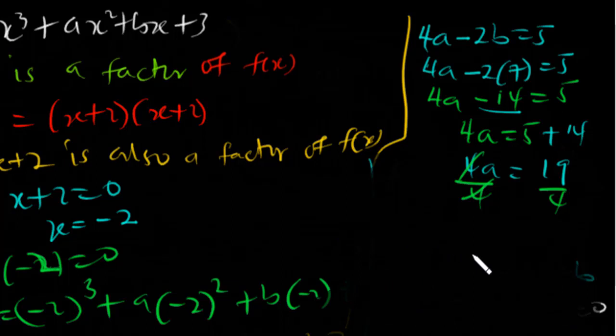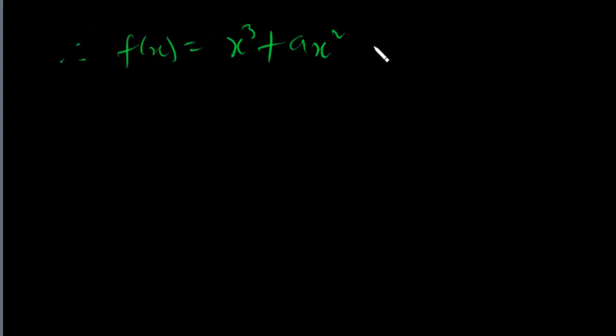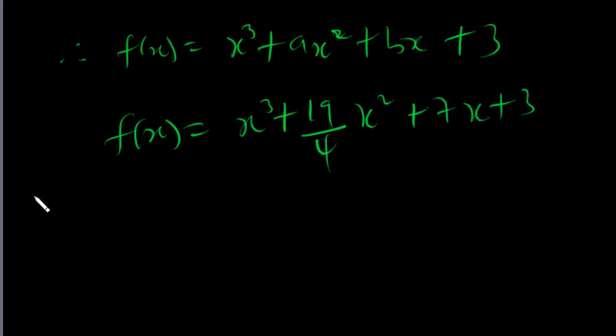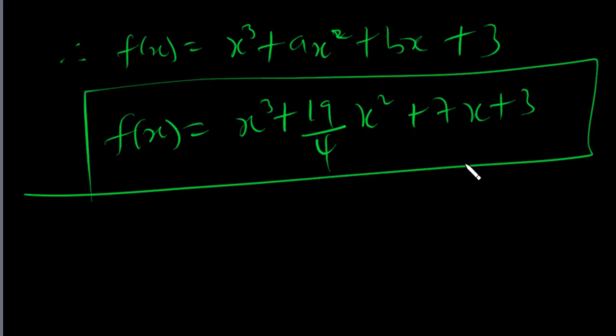And I'm sure that's what we had in our first example, in our first method, the method that we used here. We had the same thing here. So therefore we can say f of x, which is equal to x cubed plus ax squared plus bx plus 3, is equal to x cubed plus, you know, we had a to be 19 out of 4, then b to be 7, 3. So that is the function f of x.